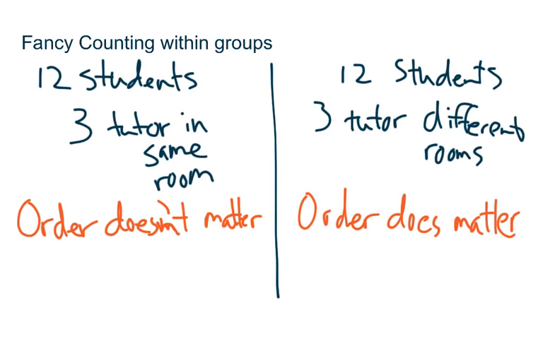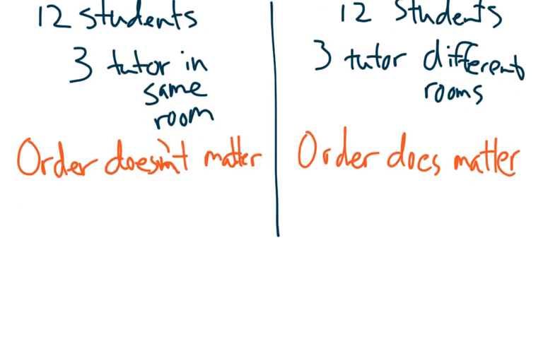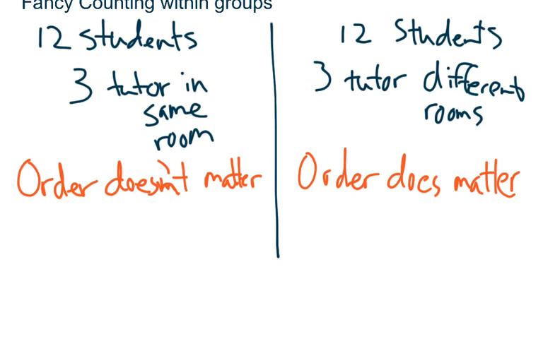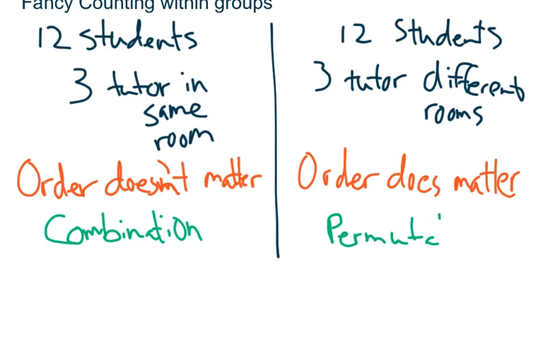And if we're looking at situations like that, what we end up getting is fancier phrases here, and this is why it's called fancy counting. The one on the left is called a combination, because we're trying to figure out how we can make a combination of a group of people where order doesn't matter. Now, if order does matter, the fancy phrase is permutation.